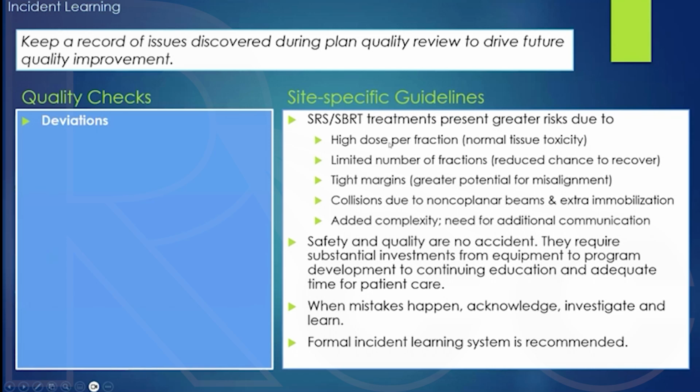SRS and SBRT plans present greater risks due to higher dose per fraction, so there's a greater chance of normal tissue toxicity. With a limited number of fractions, there's a reduced chance to recover. The margins are tight. There's the potential for misalignment to miss. Collisions due to non-coplanar beams and extra immobilization devices. And added complexity, and this added complexity necessarily means that we need to be talking to each other. So there's this human element in the communication process that really needs to be codified and formalized.